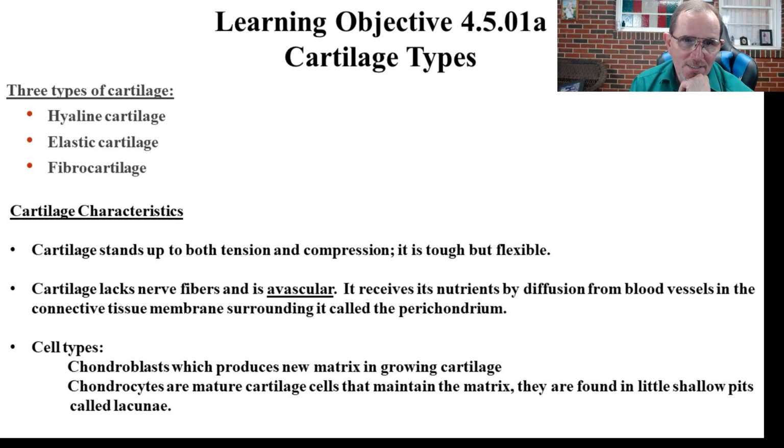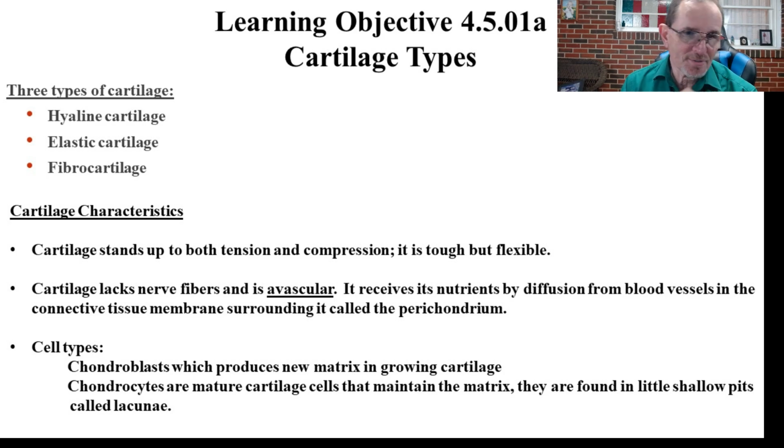No nerve fibers, and totally avascular, just like epithelial tissue. So that means that it's going to take a long time for these guys to repair. It gets diffusion from other connective tissues. There's a membrane surrounding it called the perichondrium, and in there we have the blood vessels and so forth.